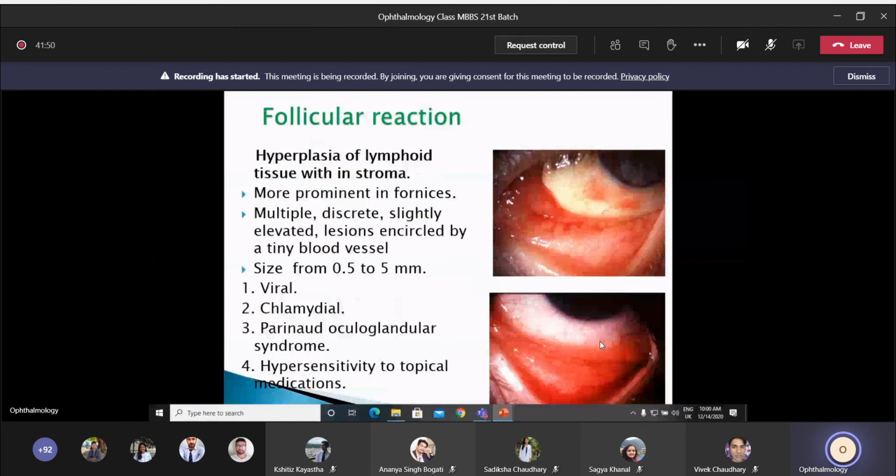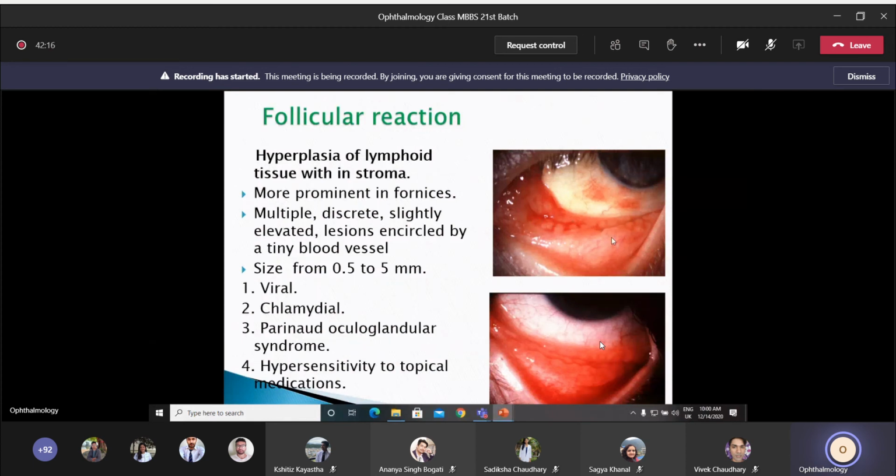Now coming to the follicular reaction. Follicles are basically the hyperplasia of lymphoid tissue within the stroma. So these follicles which you see are the hyperplasia of the lymphoid tissue within the stroma, and they are more prominent in the fornices. As we can see in this picture, it is seen in the fornix.